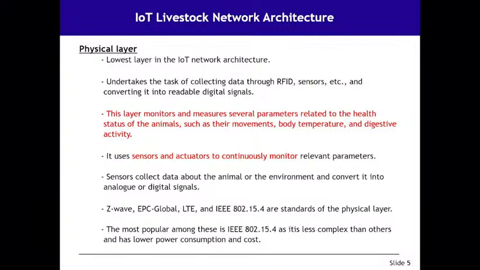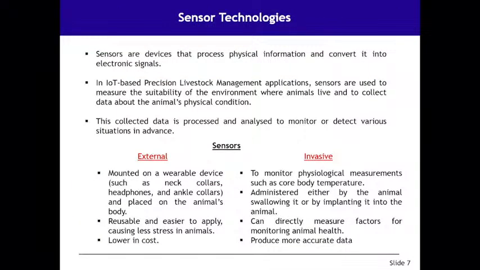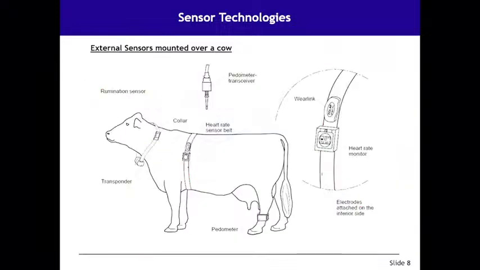So basically, we wish to monitor the health status of animals, their movement, body temperature, digestive activities, and the sensors and actuators have a great role in that. There are many communication protocols that can be used for that. And sensors can be external or invasive. Nowadays, we are using neck collars. So these types of external sensors we are using for monitoring of animals in India also.